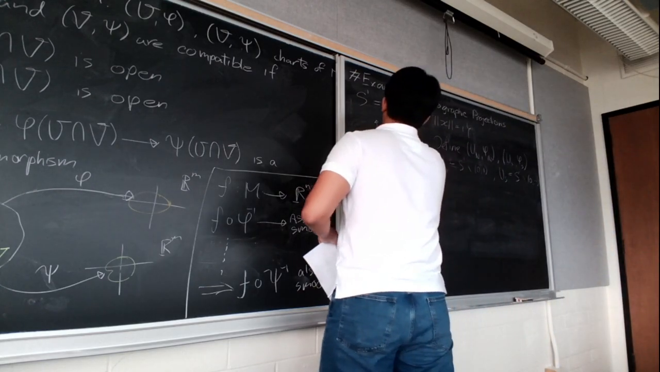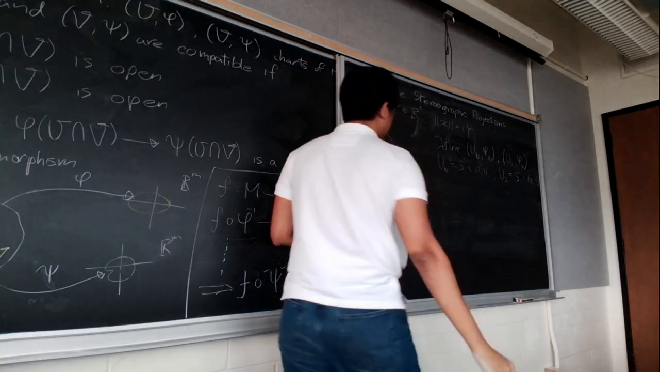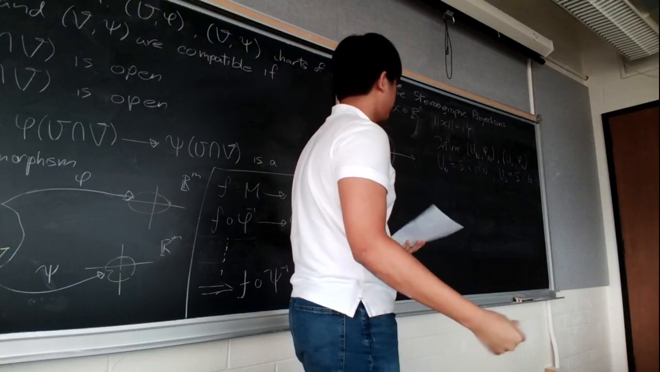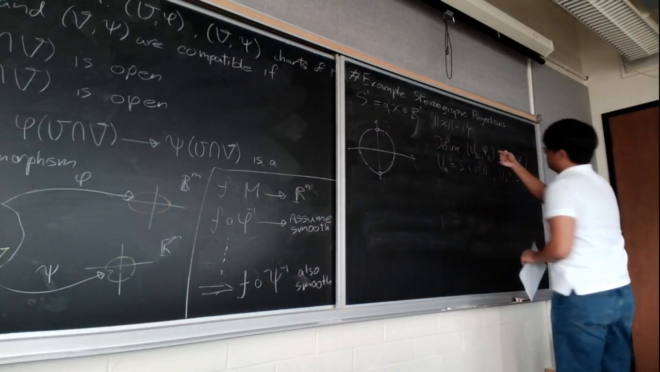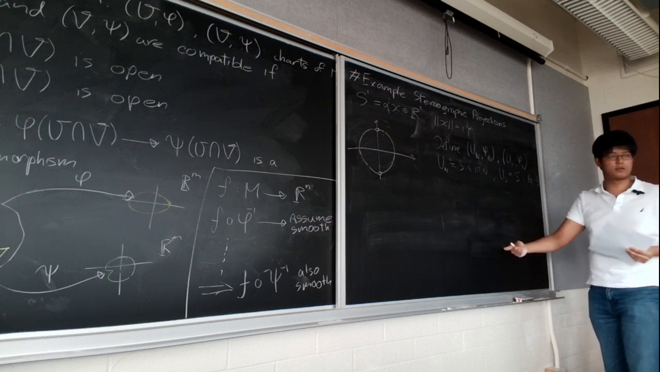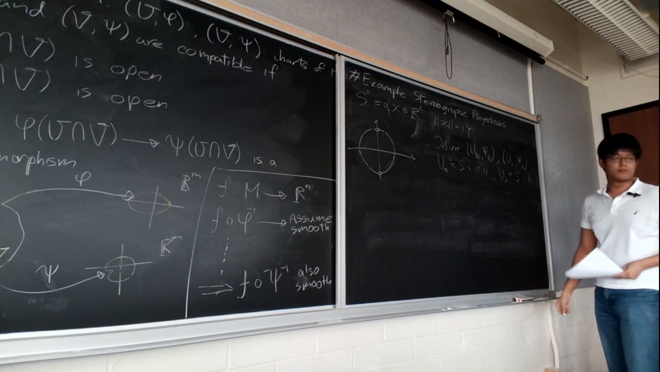For purposes of illustration, I'll draw two empty circles now. We have our domains for the charts. We have to define the mapping from our domain onto some open set in the real line.